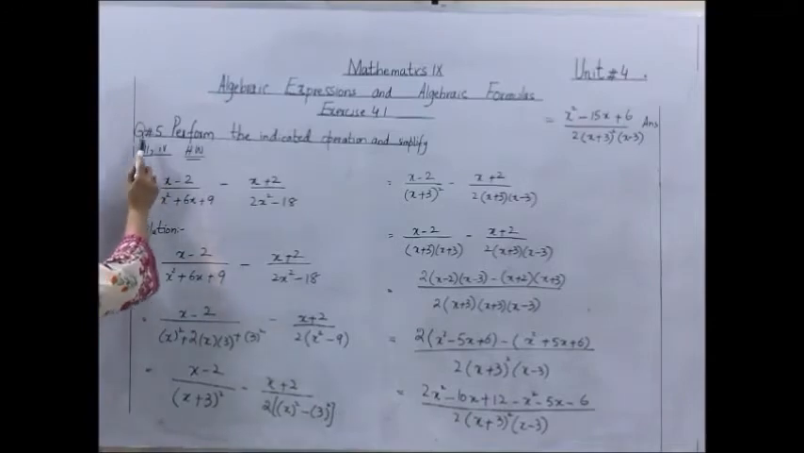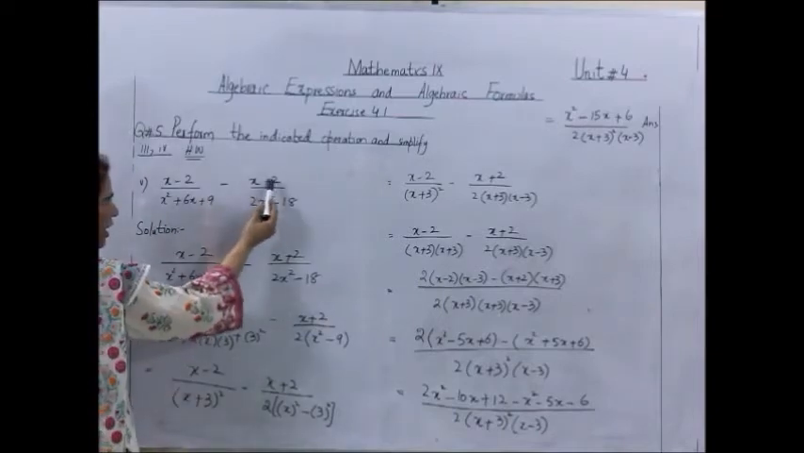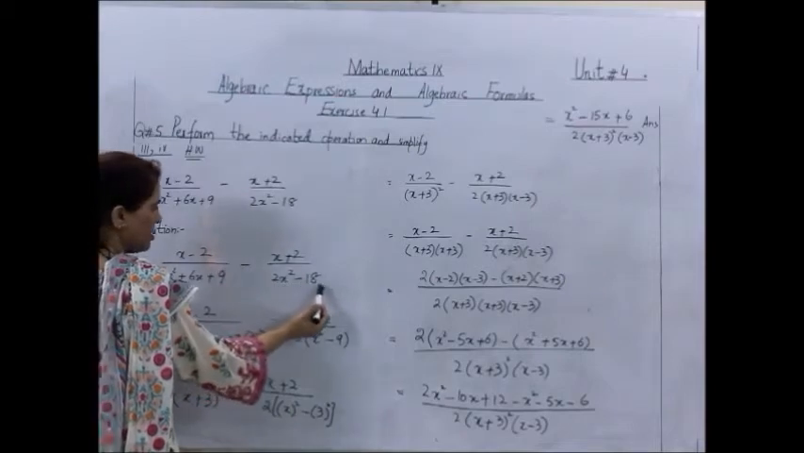Question number 5, parts 3 and 4 are your homework. Look at part 5 of question number 5. You have x minus 2 over x square plus 6x plus 9, minus x plus 2 over 2x square minus 18.